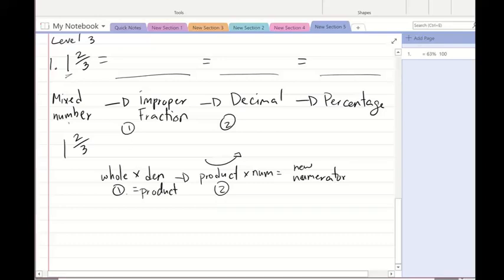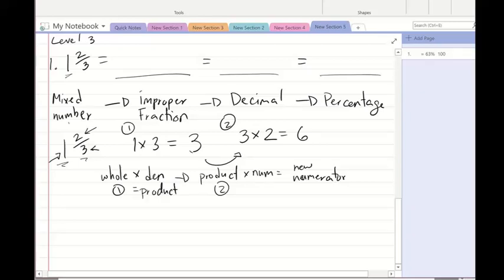Step 1 is whole number times denominator. So the whole number is 1, denominator is 3, so that's 1 times 3 gives us a product of 3. And then we're going to use that in our second step, which is your product times your numerator. Product is 3, numerator is 2, right? Remember the top number is numerator, the bottom number is denominator. This is your whole number, right? Product times numerator, which gives us 6.